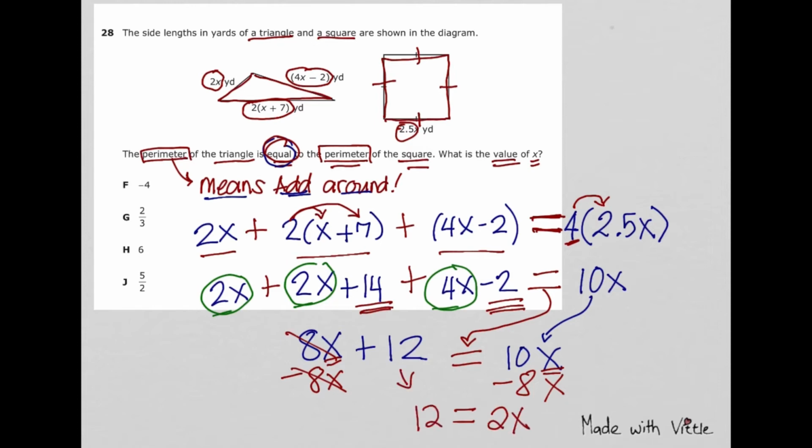Now the last thing to do is get rid of the 2, so the x will become alone. Divide both sides by 2. Therefore, our x will be 6.